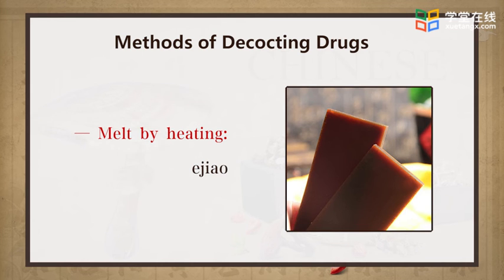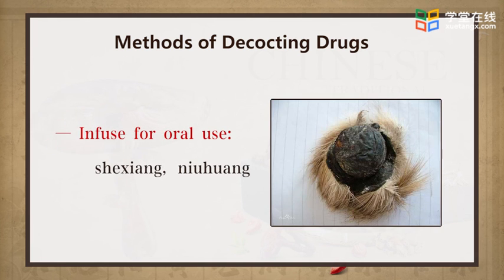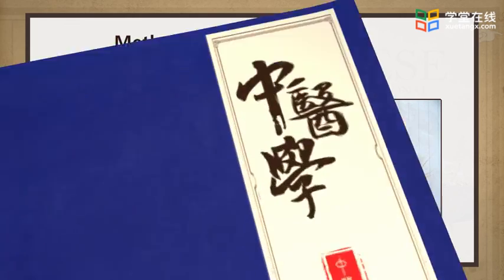Some glutinous, sticky, and easily dissolved drugs should be dissolved by heating them separately so as to prevent them from sticking to the pot, such as 鹿角胶 and 阿胶. Some aromatic or rare drugs, which are not suitable for heating or boiling, should be smashed into fine powder to be taken after infusing in medicinal solution, such as 麝香 and 牛黄.